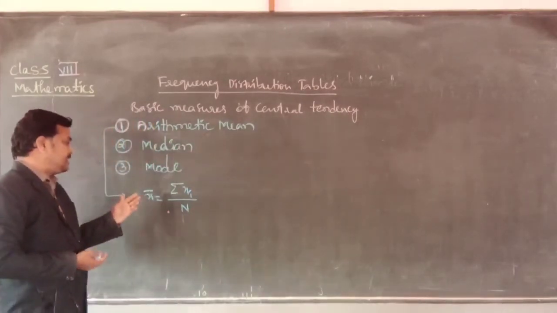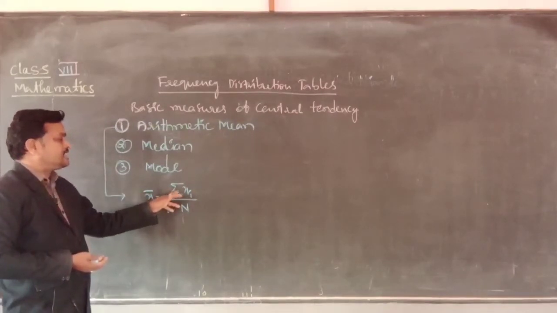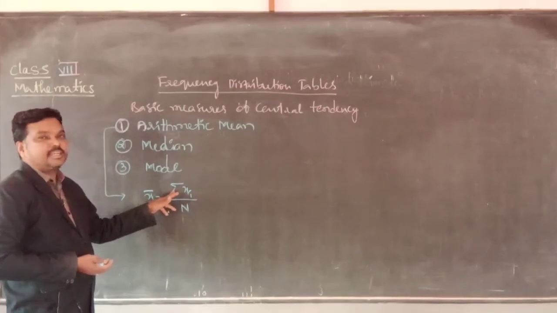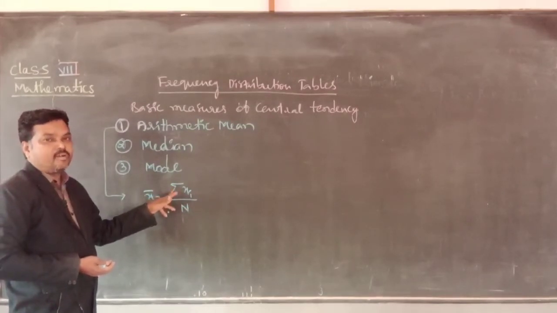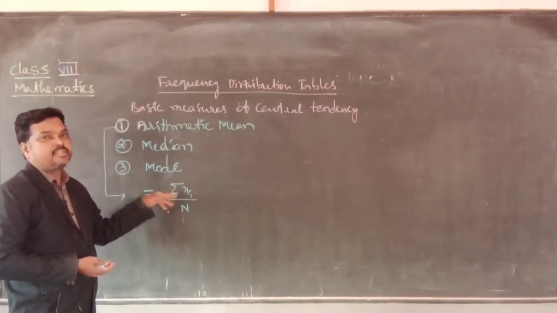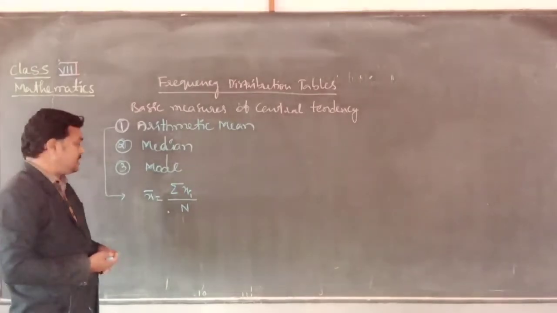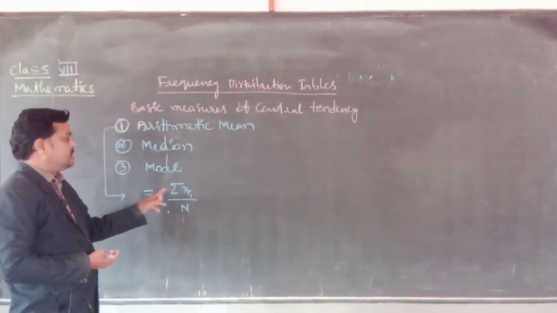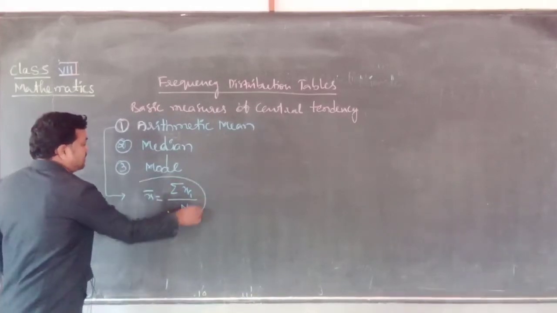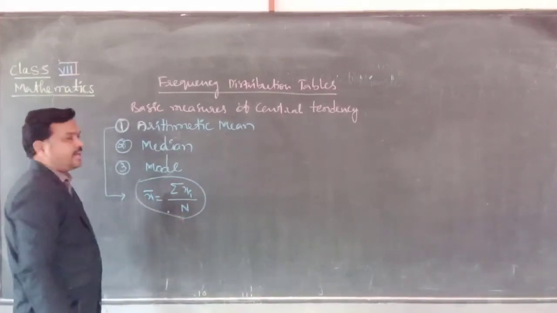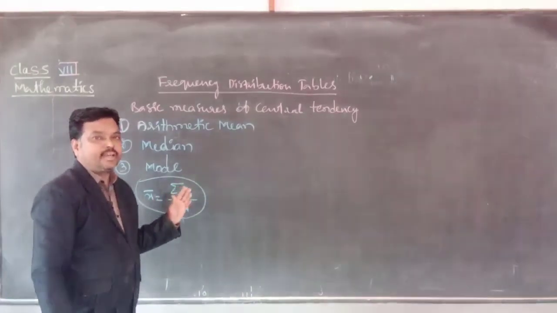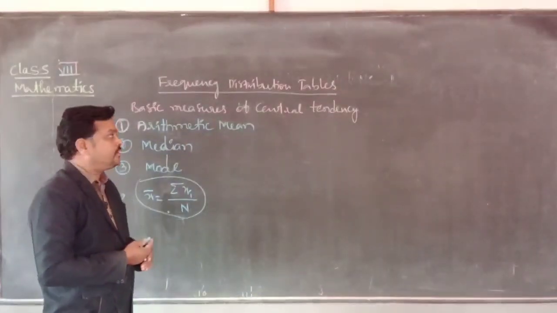Briefly we can write x bar is equal to sigma xi by n. Sigma in this formula indicates the sum. Sum means we have to use the plus symbol. X bar is the symbol of arithmetic mean. So the formula is sigma xi by n. This is the formula to find the arithmetic mean of ungrouped data.